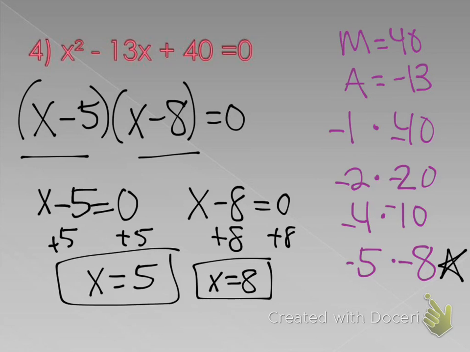Now, I haven't talked about this much, but if you want to check to see if these are right, does anyone know how to do that? You plug 5 in right here and right here. And you see if you get 0 when you do all the math. Then you plug 8 in. Square the 8. Multiply it by 13. Subtract that number from your 8 squared. And then add the 40 and see if you really do get 0. In this case you do. I promise. You can check me on the calculator if you like. But that's how you check your answers.